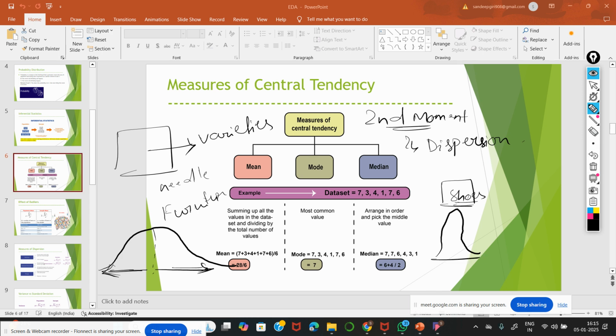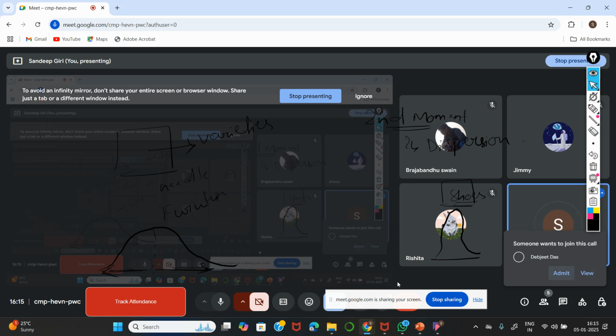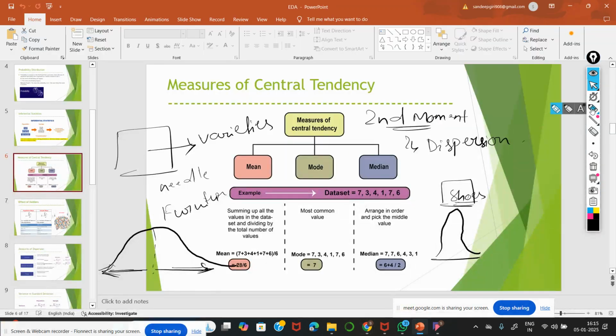It would be something like this. Your data would be varying very less if you go to a local shop. But if you go to Reliance Fresh or DMart, a very big retail store, you would find so many items present in that particular store.